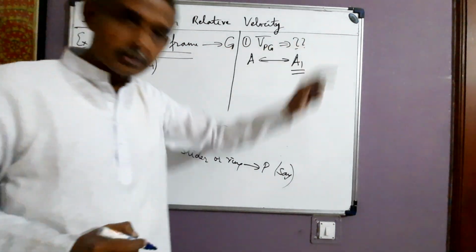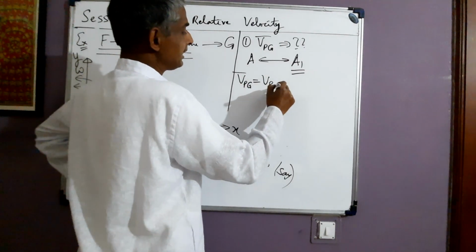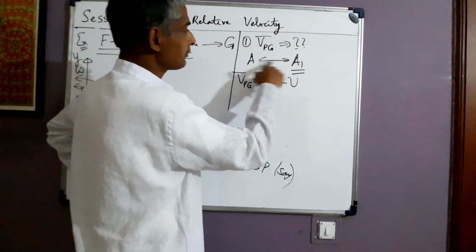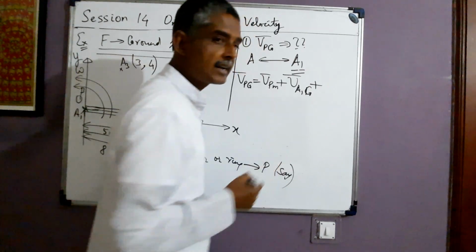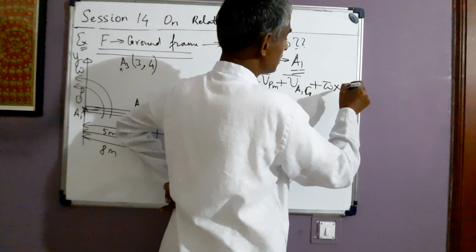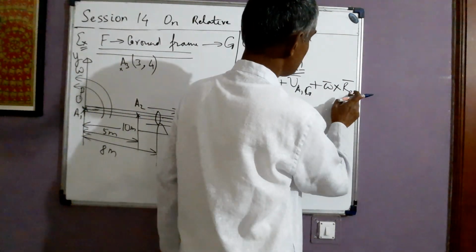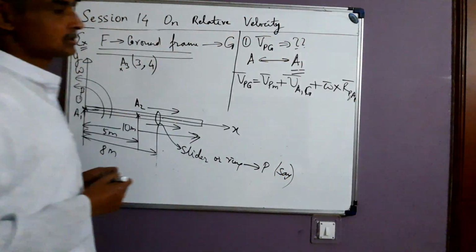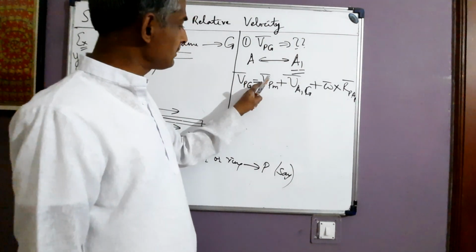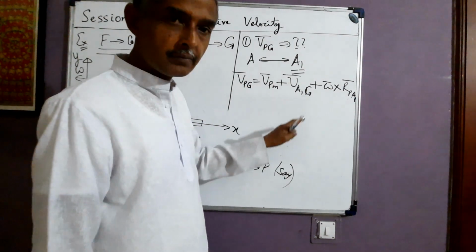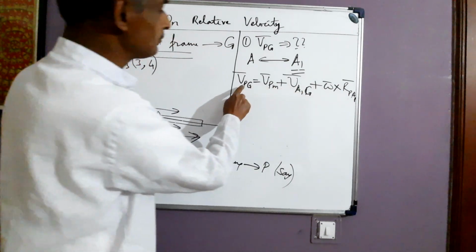Now we write down the general formula. VPG equals VPM plus VAF. Instead of A, we take A1, so VA1F, and instead of F, we take G. Plus omega cross RPA, where instead of RPA we write RPA1. So this is how we write it out. We get VPG equals VPM plus VA1G plus omega cross RPA1. Now we have to evaluate all these terms and add them to get VPG.